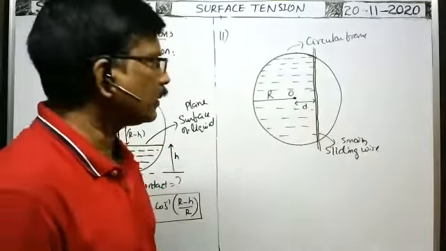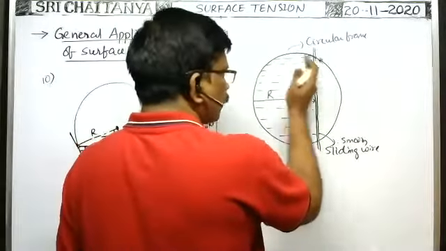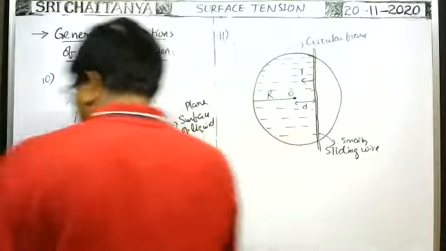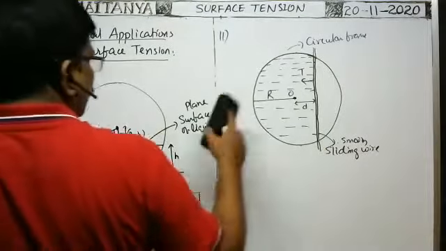Very good, towards left. So the force on this sliding wire due to the soap film acts in this direction. Force due to surface tension acts on the sliding wire towards left.